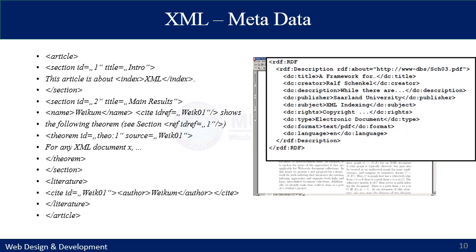XML is mostly used for metadata information, such as in this case we have an article and it has section information, and a number of section information are provided, and then some site ID is provided.